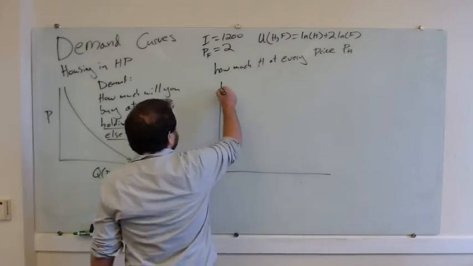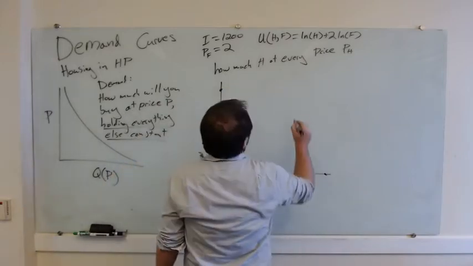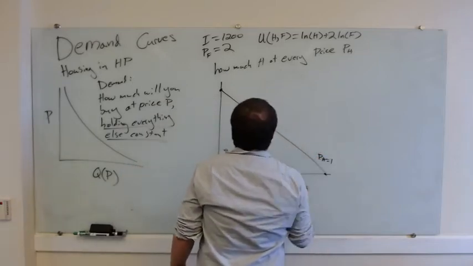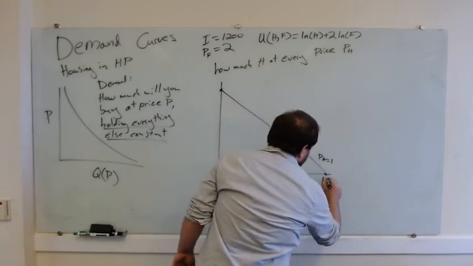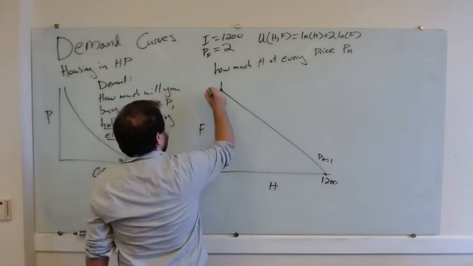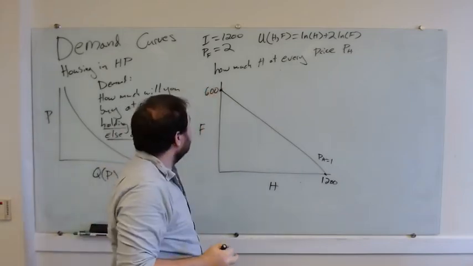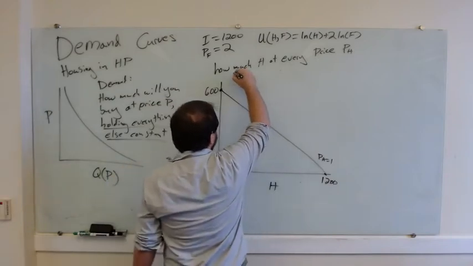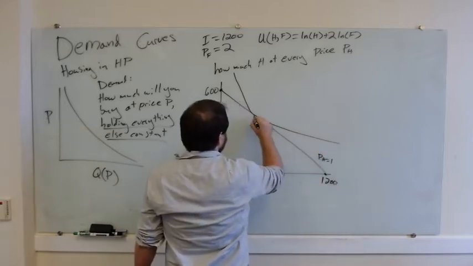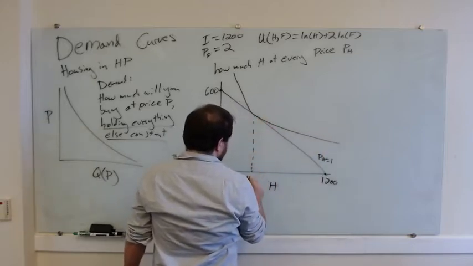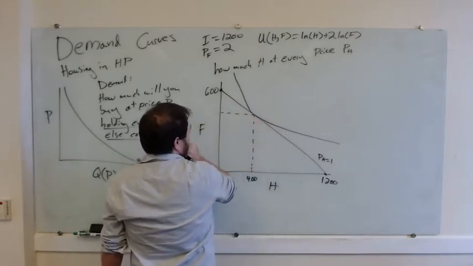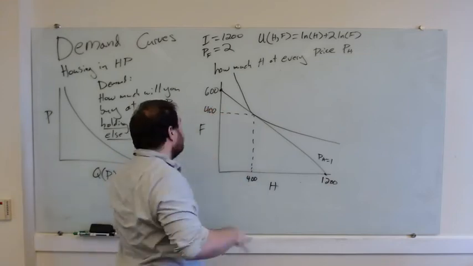So let's say that we picked, for example, pH equal to 1, right? If we had pH equal to 1, we would have a budget constraint where we could afford up to 1,200 units of housing, or 600 units of food, right? And we would have some optimal choice, which I'm just going to make up. Let's say that you would get a 400 square foot apartment and buy 400 pupusas, right? Just making up a number here.